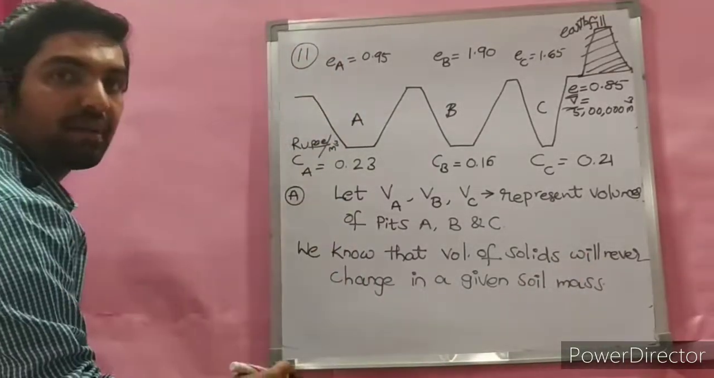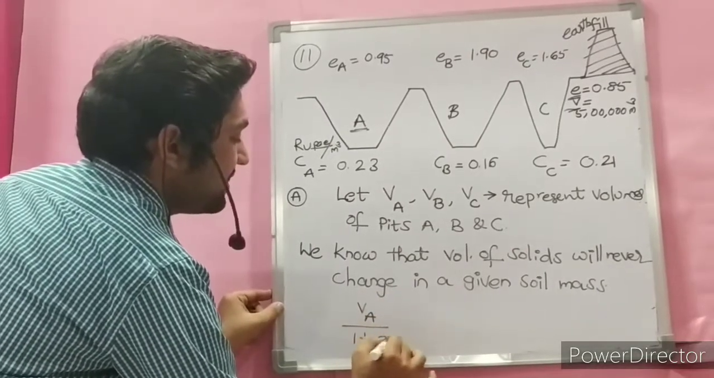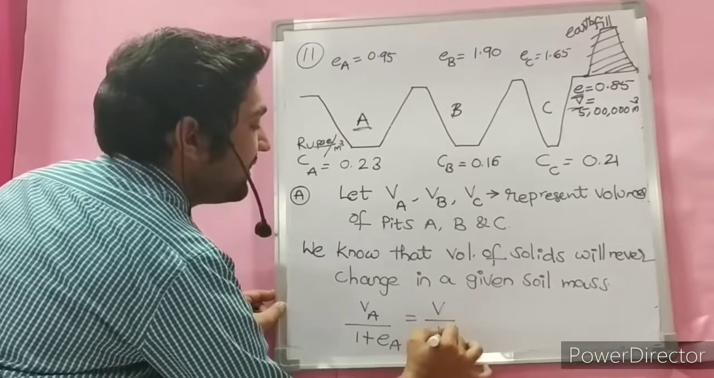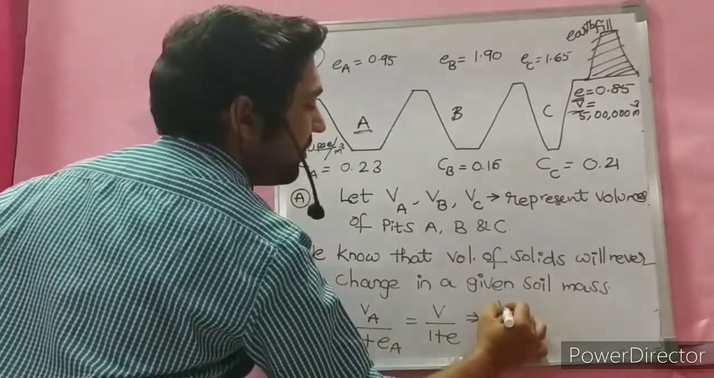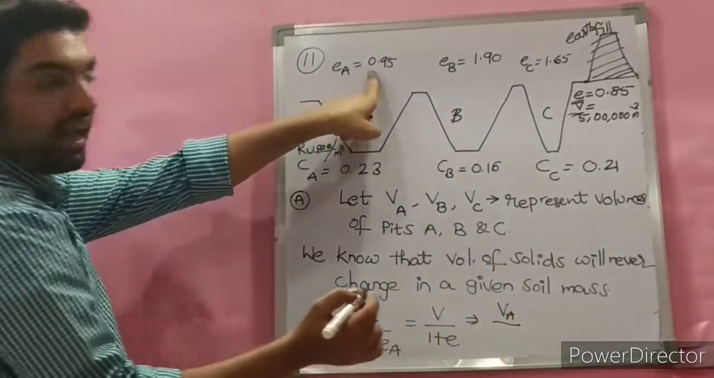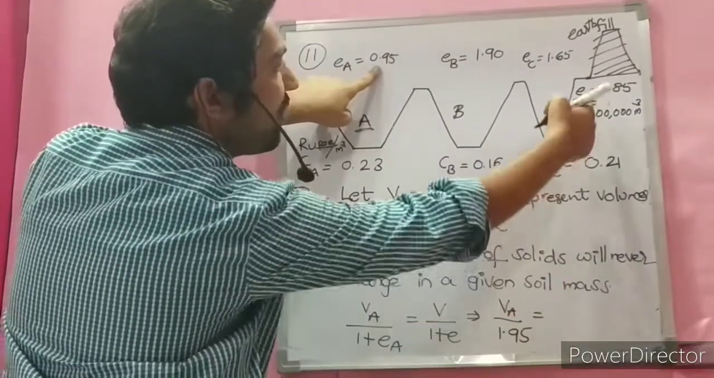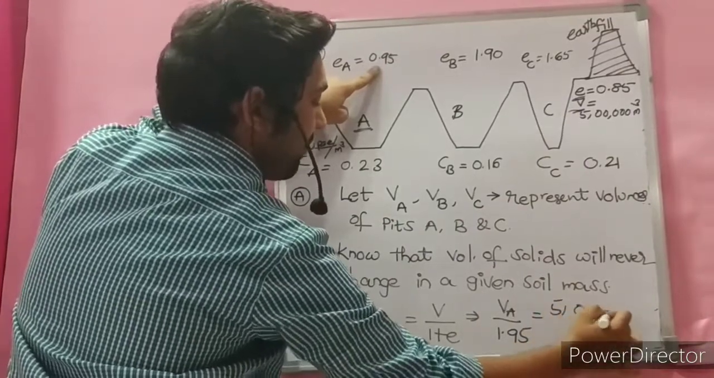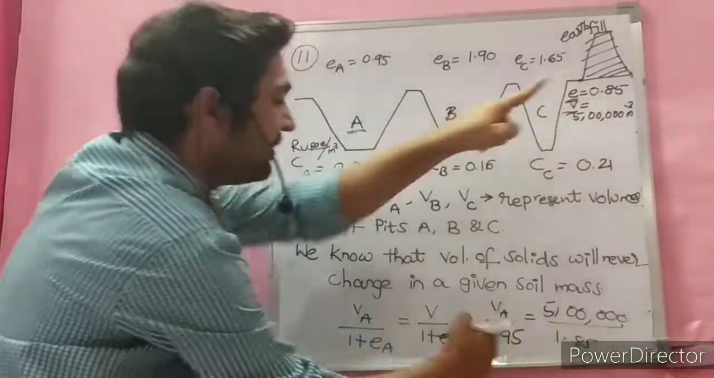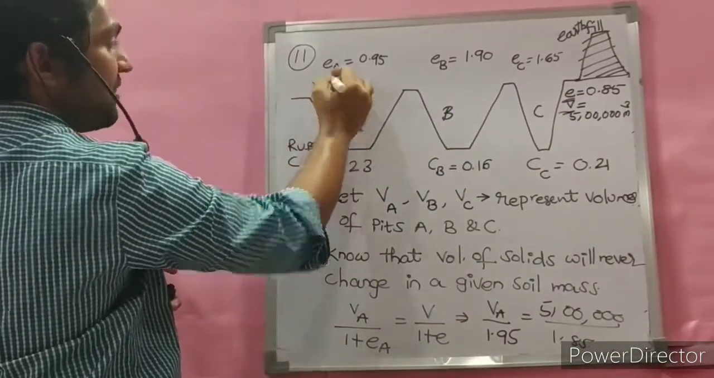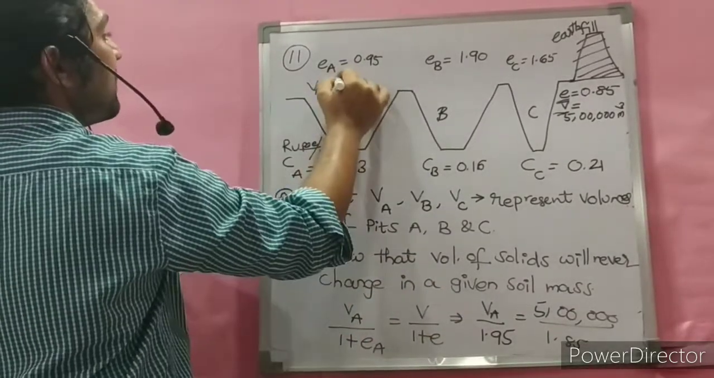Vs is equal to V by 1 plus e. Now VA by 1 plus eA is equal to total V by 1 plus e. What is the volume of A? Unknown. Given void ratio is 0.95, so 1 plus 0.95 is 1.95, equal to the volume of fill, 5 lakhs, divided by 1 plus e. 1 plus e is 1.85. Upon solving you get VA as 5,27,000.